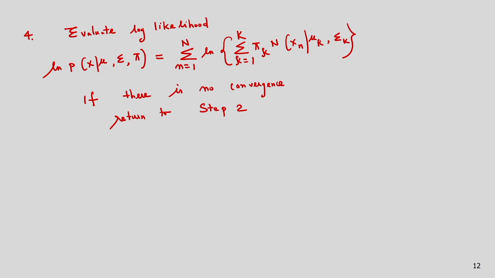Another way I can do, I can evaluate this log likelihood. Here you can see I am evaluating the log likelihood. So in two successive iterations, if there is not much change in this log likelihood value, then also I can stop the algorithm. That is the condition for the convergence. So based on the parameter values I can take a decision, and based on the log likelihood also I can take a decision on when to stop the algorithm, because this is the iterative algorithm.